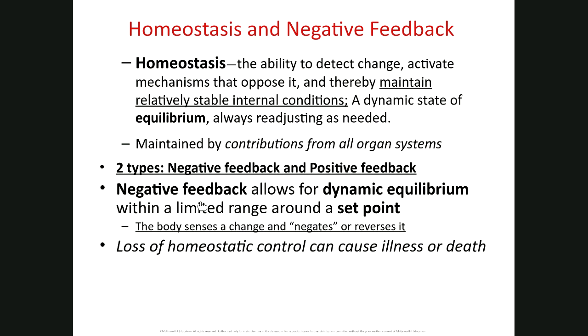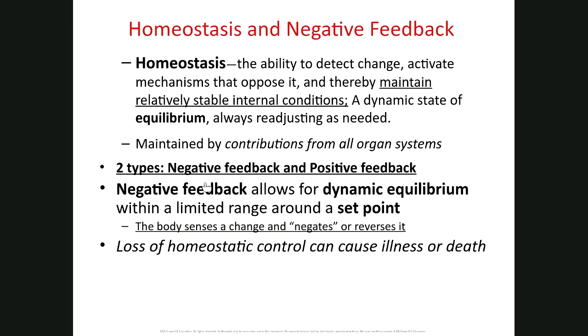Okay, so let's deal with negative feedback. What's going to happen is, first of all, something, let's say body temperature. Body temperature has a set point. Normal body temperature has a set point of 98.6 degrees Fahrenheit. That's our limited range there for body temperature. Now what if body temperature rises beyond normal? What if it decreases below normal?